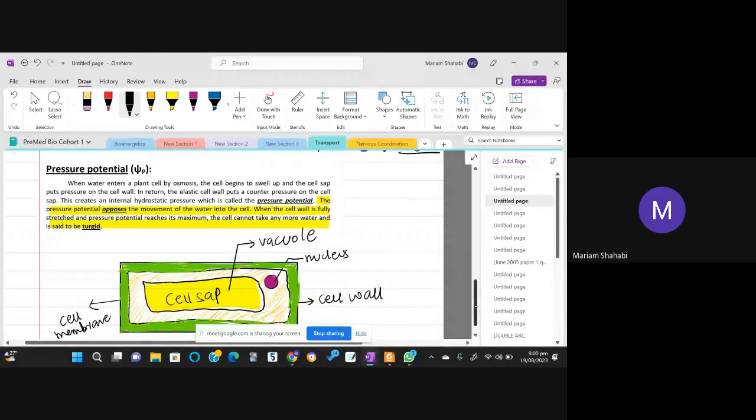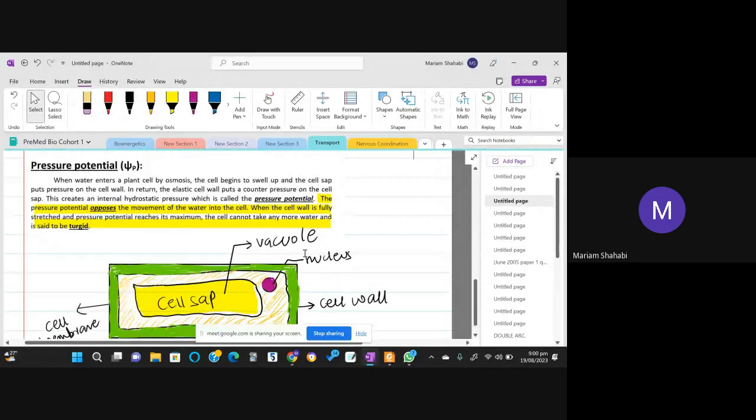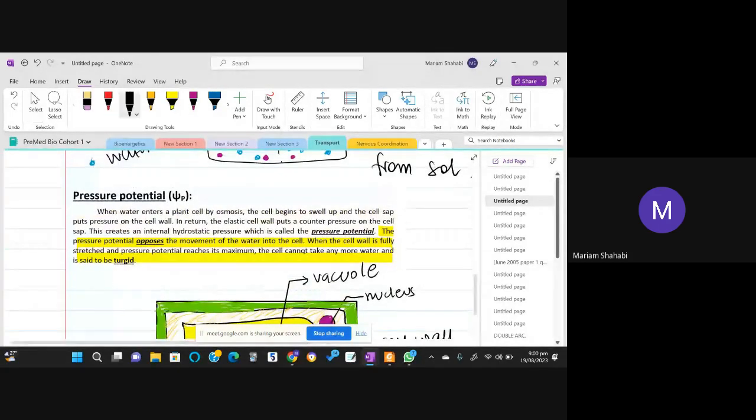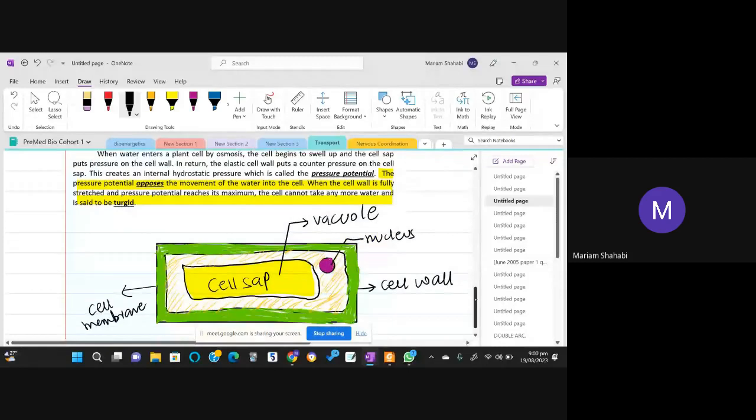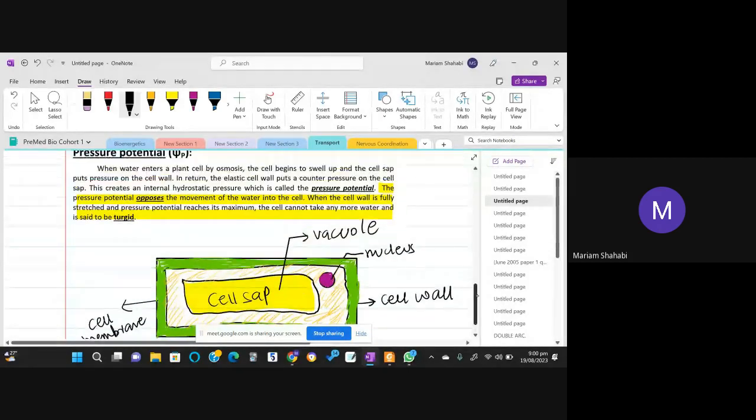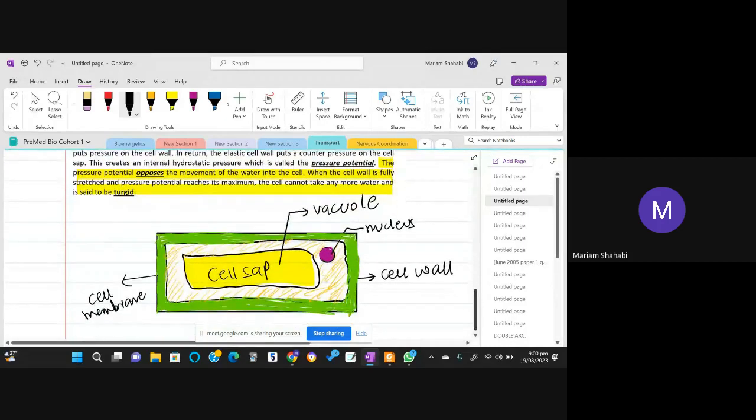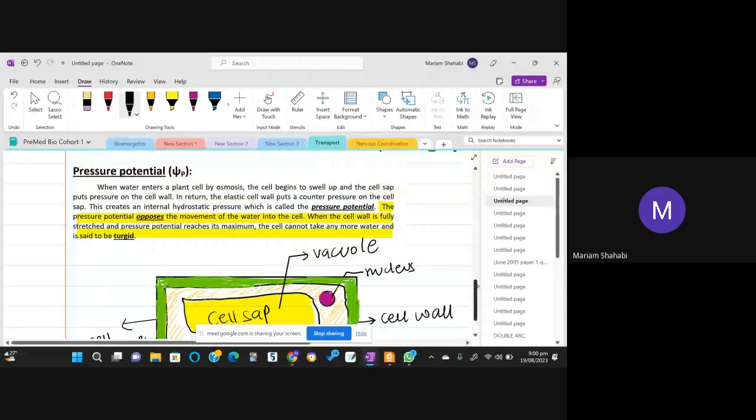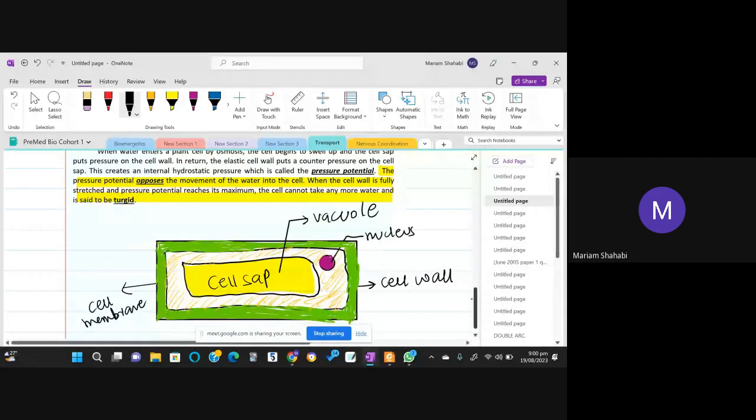Then you have a term called pressure potential. Now we're talking in terms of plant cells. When a plant cell absorbs water by osmosis, the cell will begin to swell up. This is what a plant cell looks like. There is a vacuole; plant cells have one large vacuole, and inside this vacuole is the cell sap. This is the cell wall. This is the cytoplasm.